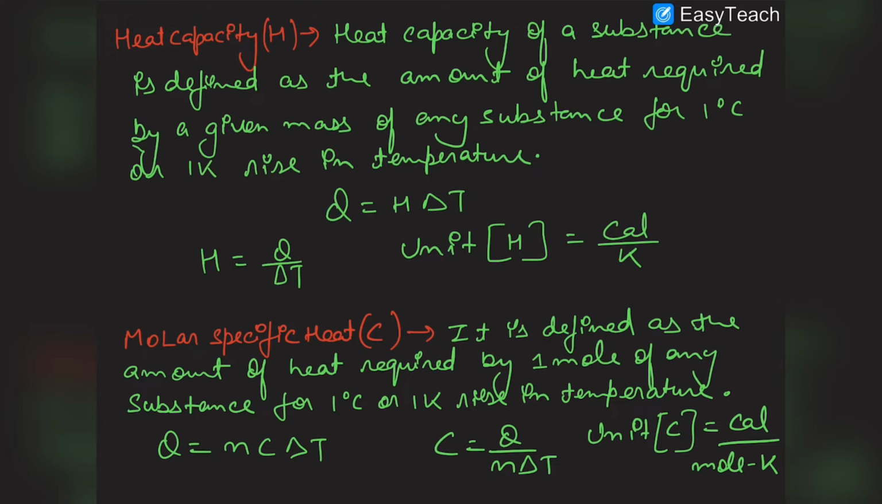We know the symbol of molar specific heat is C, and it is defined as the amount of heat required by 1 mole of that substance to show 1 degree Celsius or 1 Kelvin rise in temperature. And for n moles and delta T temperature rise, Q would be equal to nC delta T, and C would be equal to Q upon n delta T. The unit of C would obviously be calorie per mole Kelvin.